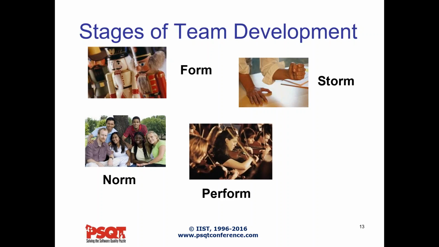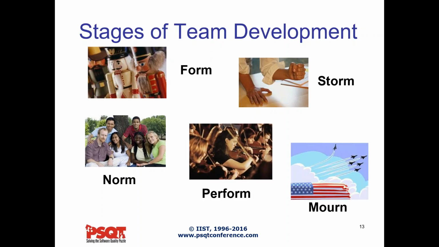So when you go through all of this and you get them normed, then they're going to start really performing, and they're going to go on pretty well along until you lose somebody off that team. Then there's going to be a mourning phase. They're going to go through the same phases of mourning that you would if you lost a life, somebody around you died. So they're going to go through a mourning phase.